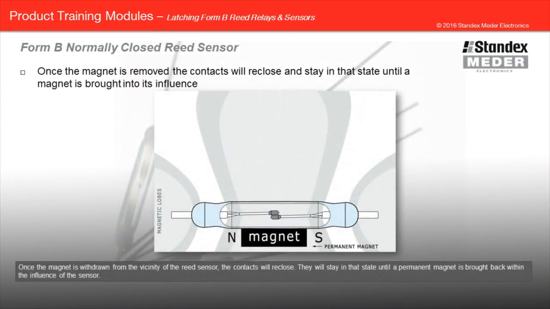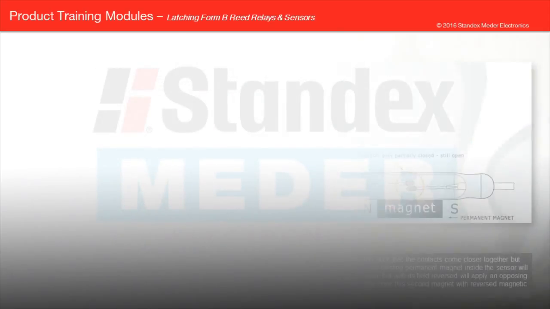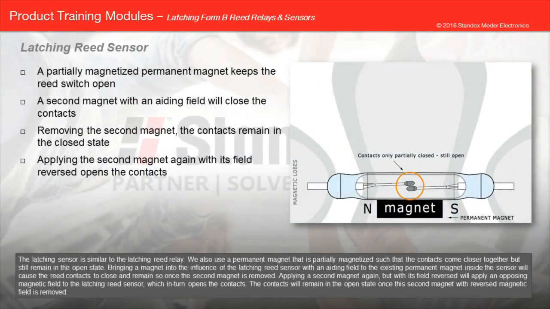Once the magnet is withdrawn from the vicinity of the reed sensor, the contacts will reclose. They will stay in that state until a permanent magnet is brought back within the influence of the sensor. The latching sensor is similar to the latching reed relay. We also use a permanent magnet that is partially magnetized such that the contacts will come closer together but still remain in the open state.